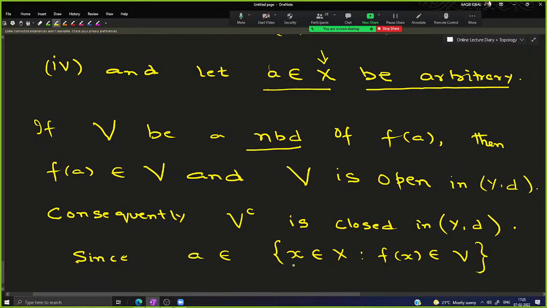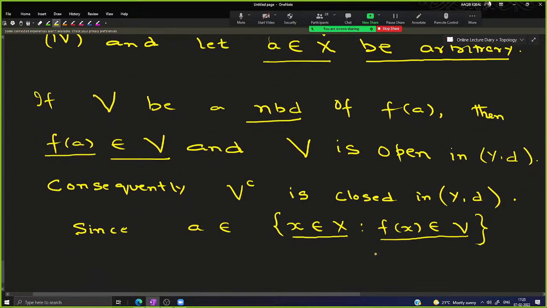Because for an element of x to be a member of this set, the qualifier is this: its f image must be a member of v. Now since the f image of a is also a member of v, therefore a is a member of this set. So a is a member of this set.